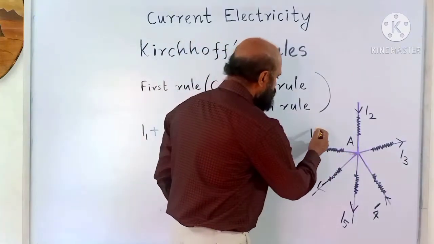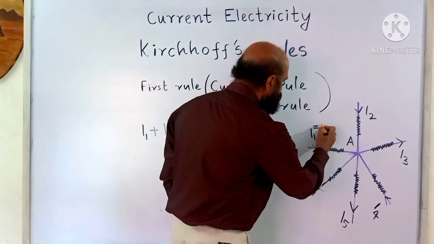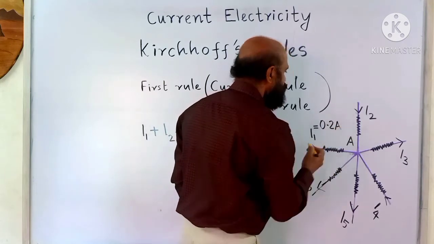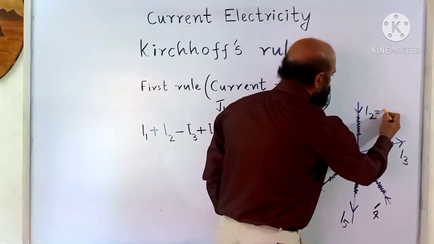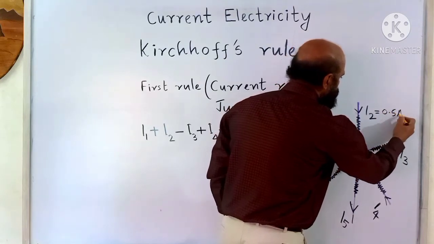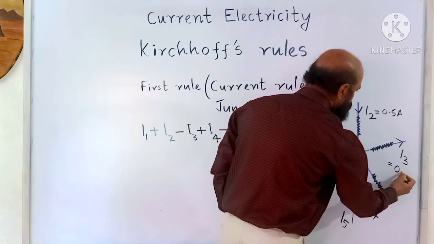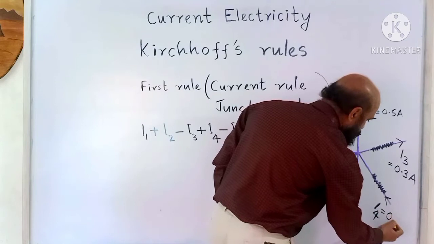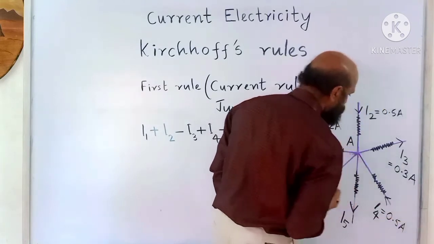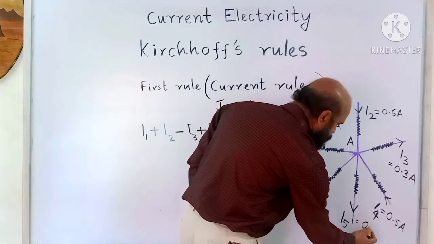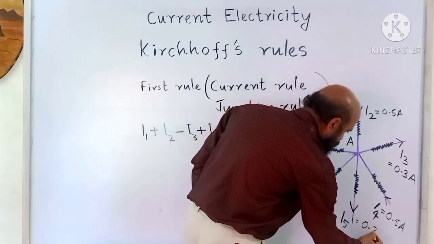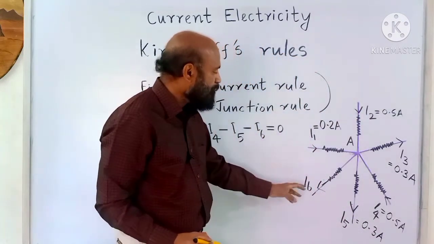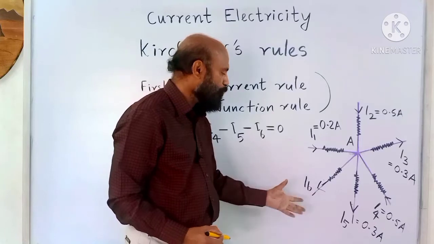Now let us take some examples. I1, let it be 0.2 ampere. I2, let it be 0.5 ampere. I3, let it be 0.3 ampere. I4, let it be 0.5 ampere. I5, let it be 0.3 ampere. Now suppose I6 is not known, we can find out what is I6.